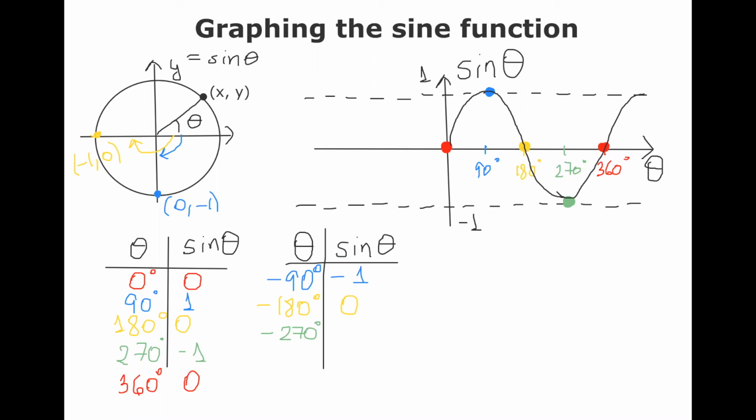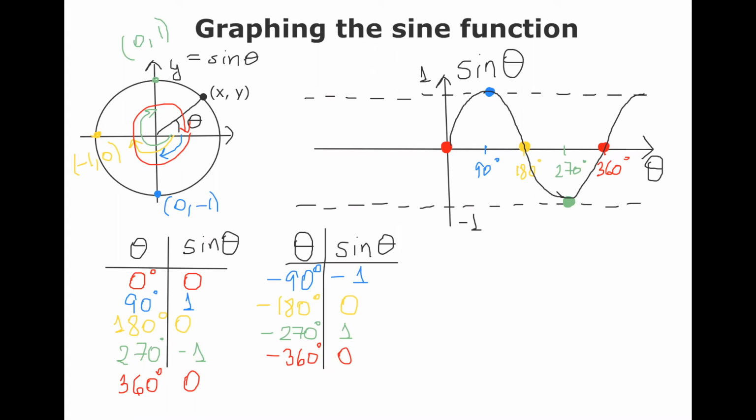What about -270? Well, if we keep on going, -270 degrees will be this point over here, which we already know. This is the point 0, 1, which means that our sine of theta will be 1. And if we go all the way to -360, we would end up back at 0. So -360 degrees, sine is 0. And we can easily graph that.